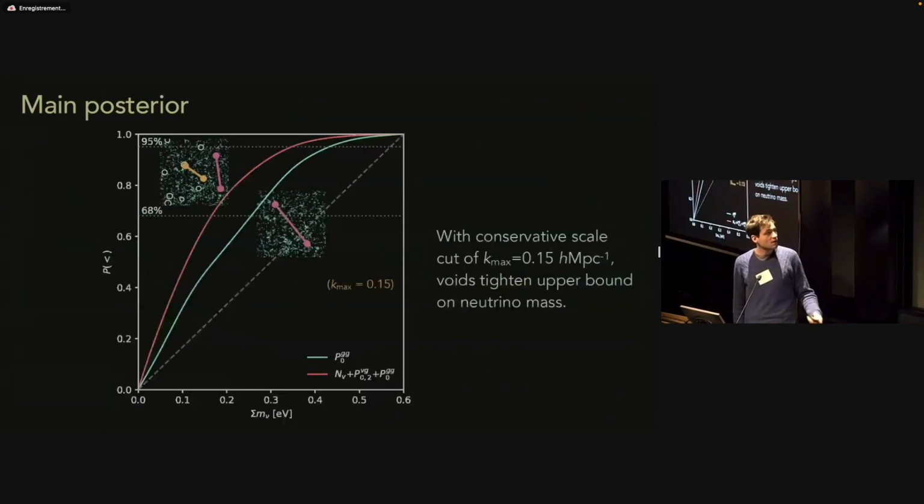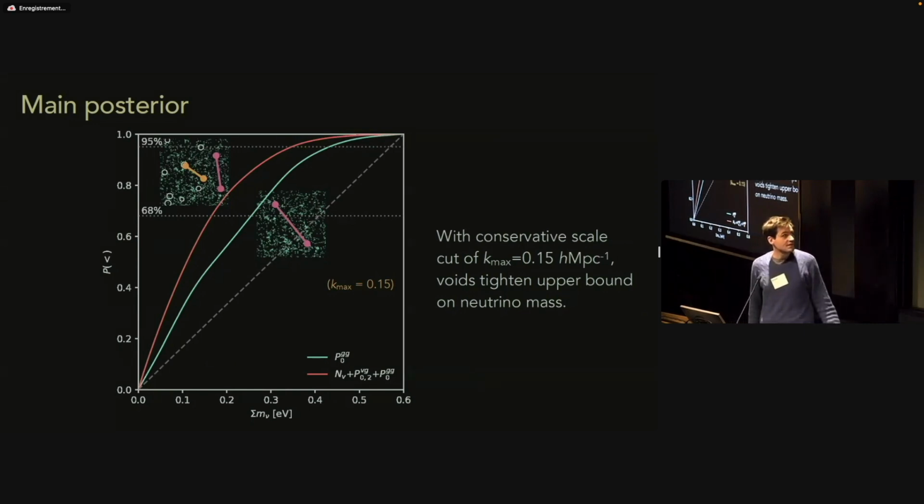This is our main posterior. I should explain what's plotted here. On the x-axis, you have the neutrino mass sum, and on the y-axis, you have the integrated posterior. So this is not the usual probability mass, but the integrated probability mass. If you are along the dashed gray line, you just have the prior, so you don't learn anything from your data. As you move into the upper left corner, your upper bound on neutrino mass becomes stronger.